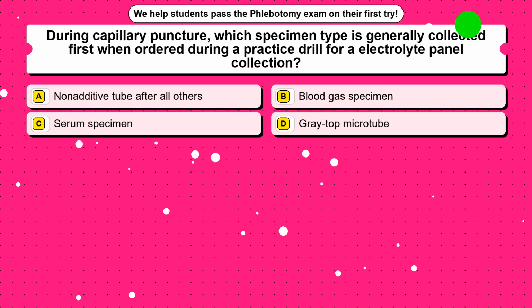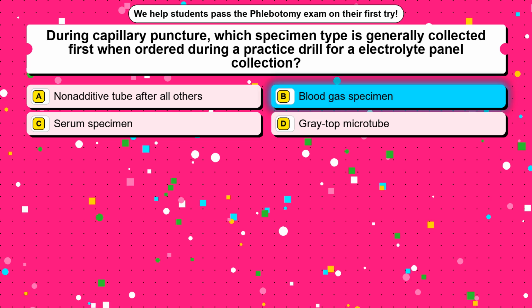Question 16. During capillary puncture, which specimen type is generally collected first when ordered during a practice drill for a electrolyte panel collection? Option A, non-additive tube after all others. Option B, blood gas specimen. Option C, serum specimen. Option D, gray top microtube.